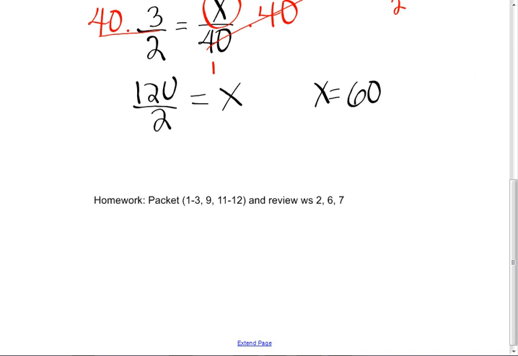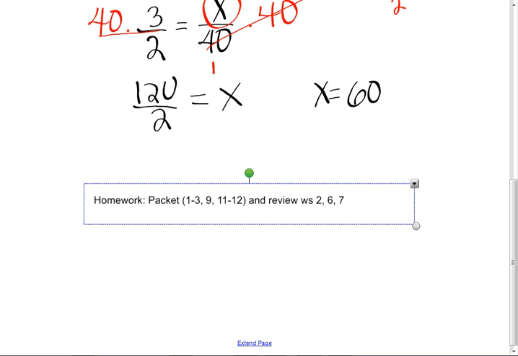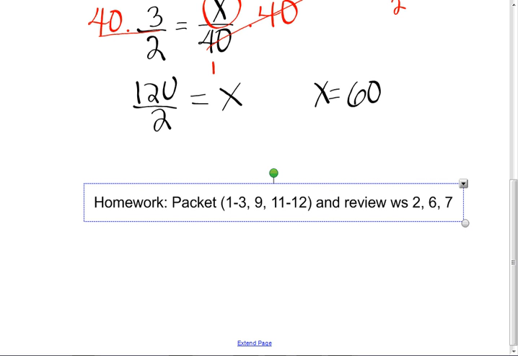Okay. Your homework is right here. It's the green packet, 1 through 3, 9, and 11 through 12, because I haven't taught you how to do the other ones. And then I'll give you the review worksheet for 2, 6, and 7. Okay, TJ, you can sit over there.